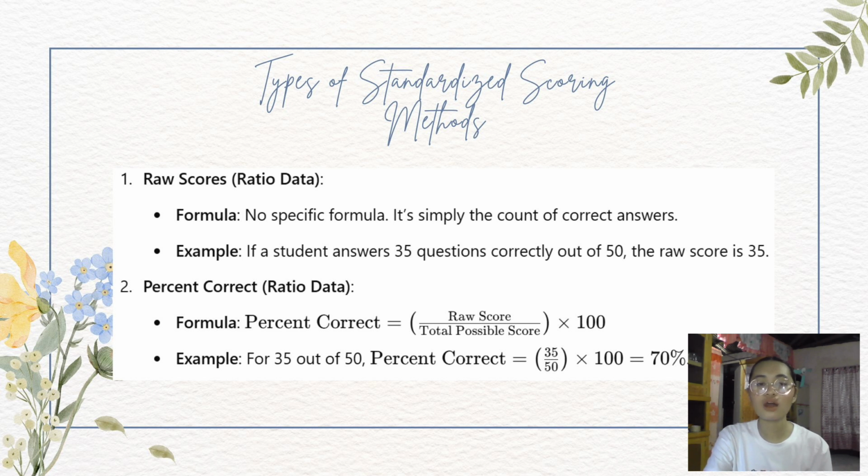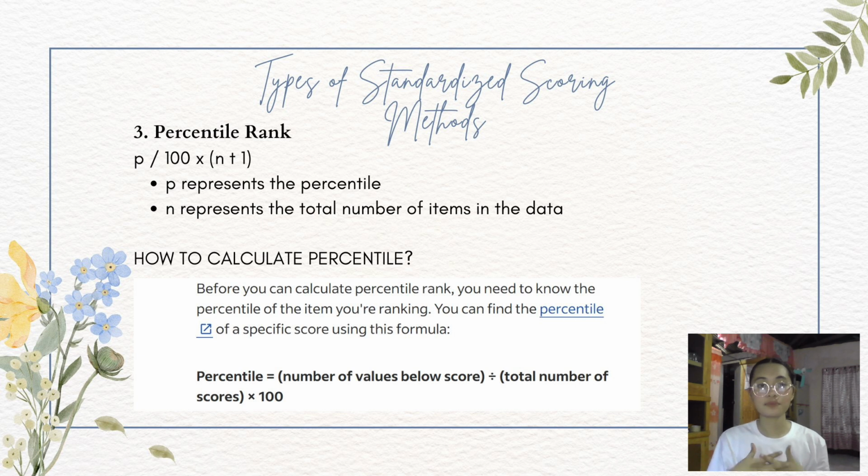The first one, the raw scores. There is no specific formula. It's simply the count of the correct answers. So if a student answers 35 questions correctly out of 50, the raw score is 35. The second one is the percent correct or ratio data. The formula is percent correct equals the raw score over the total possible score times 100. So for a student who got 35 out of 50, percent correct equals 35 over 50 times 100, which equals 70%.